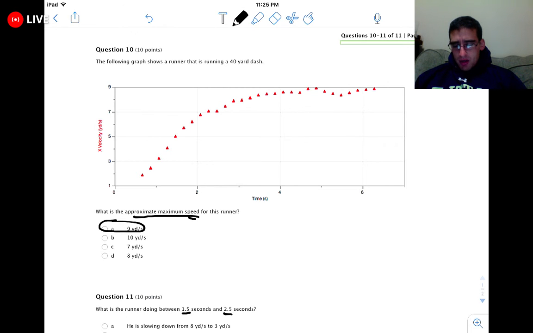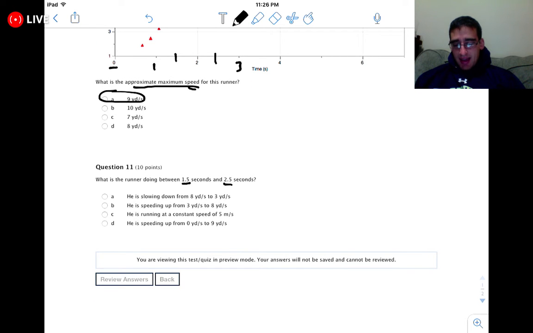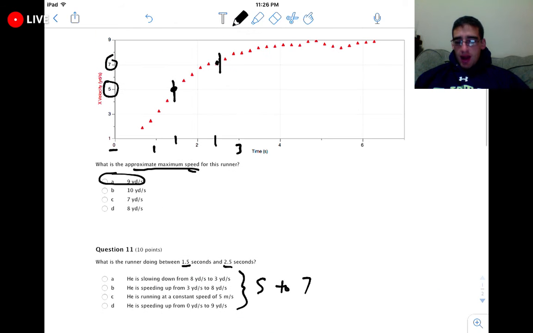So 1.5 and 2.5 are really, if we go 0, 1, 2, 3, 1.5 is here and 2.5 is here. So really we should be looking between here and here on the graph, and we would see that that is from about 5 to about 7 yards per second. Now notice there's no 5 to 7 option. That wasn't an option. That's me, Mr. McSparron. That's my fault.